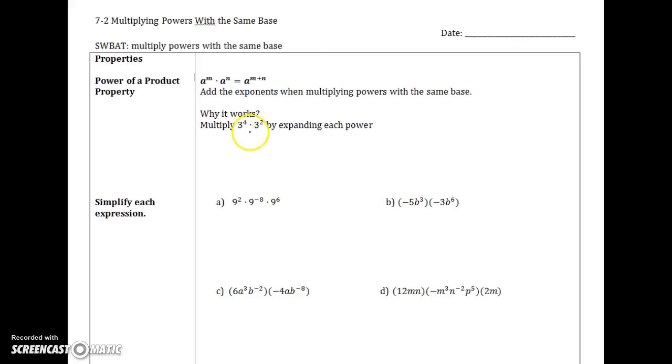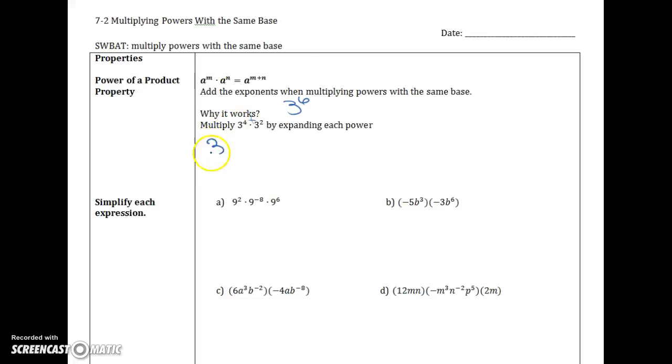Why it works? Well, let's look at this. Based upon this rule, when I multiply 3 to the 4th times 3 squared, if the rule is right, I should get 3 to the 4 plus 2. So it should be 3 to the 6th. Well, let's see how and why that might work for us.